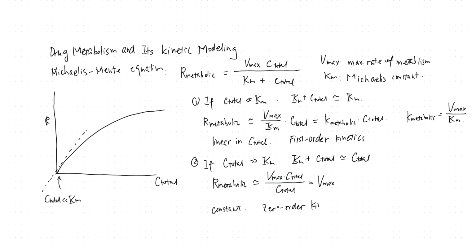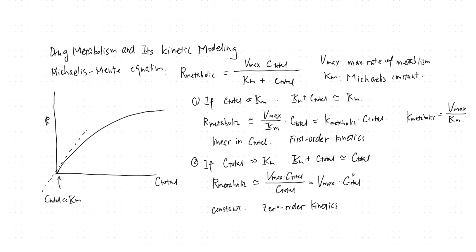We call it zeroth order because if you think about it, if you want to multiply by C total, it's the same as multiplying by C total to the power of 0, because to the power of 0 gives you 1. And that's why it's called zeroth order kinetics.